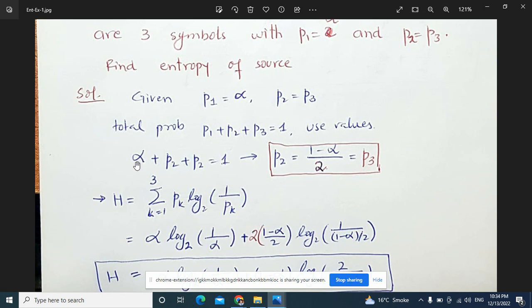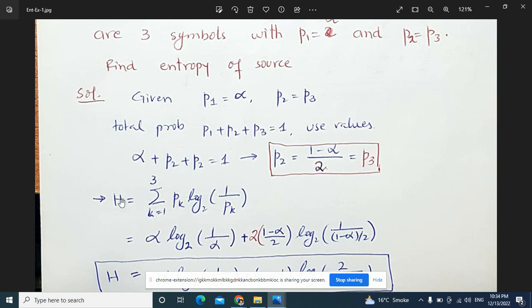P1 is equal to alpha, and we know that P2 is equal to P3, so we can replace P3 with P2 and simplify the formula. So alpha plus 2 P2 is equal to 1. So you can calculate P2 is equal to (1 minus alpha) divided by 2. This is the probability of symbol 2, and it is also the probability of symbol 3, because we said P2 is equal to P3.